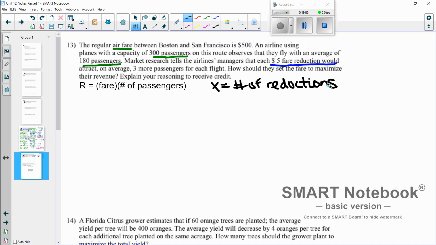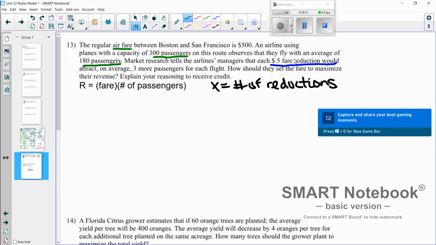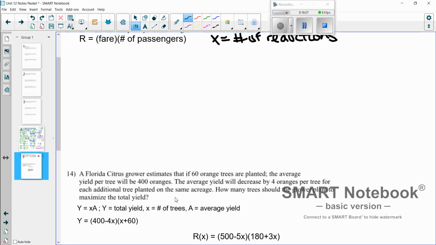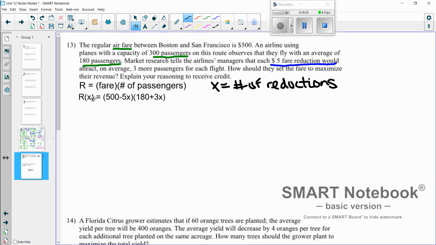Okay, how does that number of reductions affect our fare? Let's go back and read. Our airfare between Boston and San Francisco starts at $500. After a reduction, $5 is taken away, and that's per reduction. So our equation is now going to be R of x, with respect to x, the number of reductions, is going to be $500 minus the $5 per reduction. So this part makes sense, right? The $500 minus the $5 per reduction.